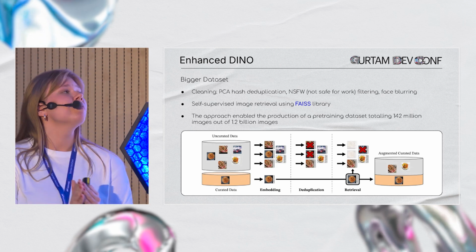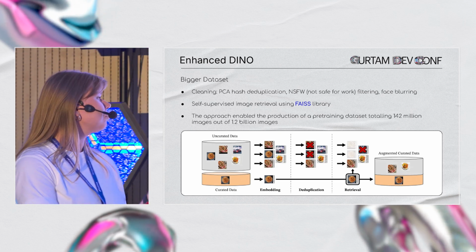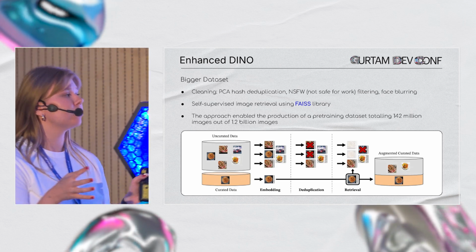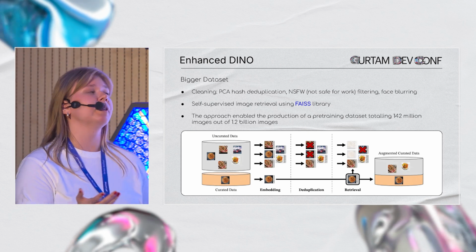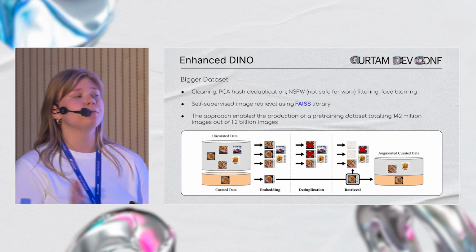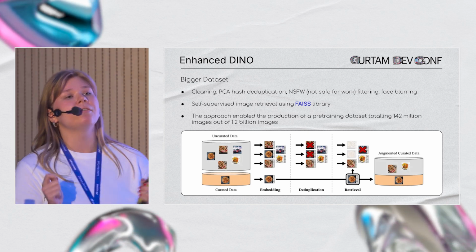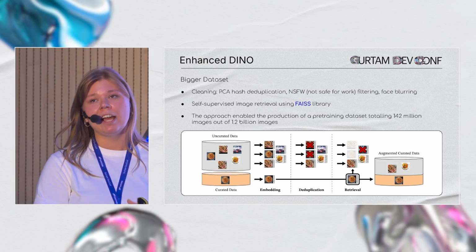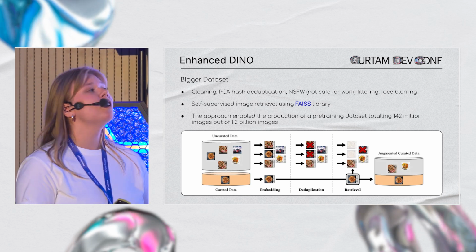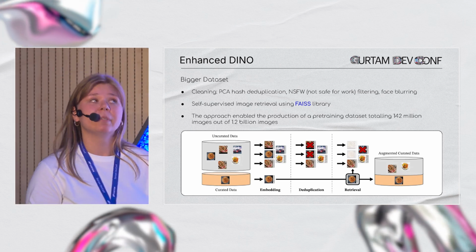And fun fact, they collected that data set and filtered it from more than 1 billion images to 142 million in 3 days. And they were running that pipeline on a very massive set of GPUs. And just gathering the data cost them more than $500,000.